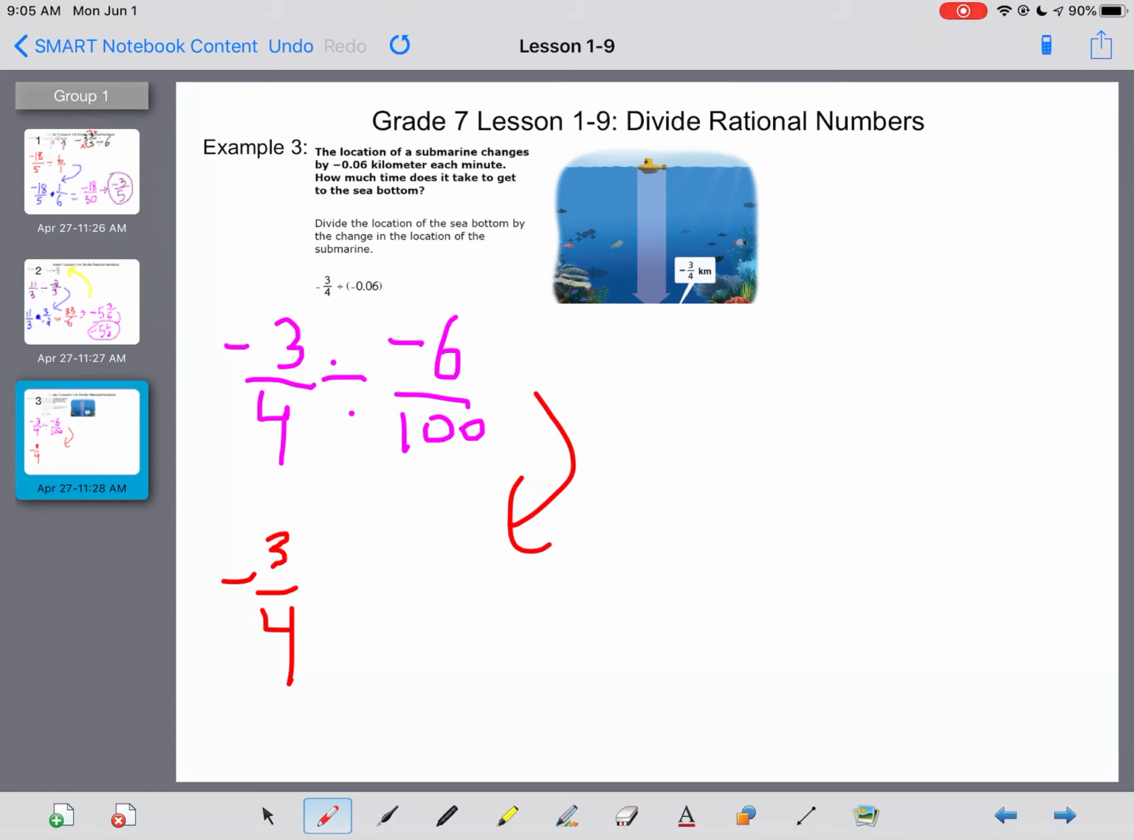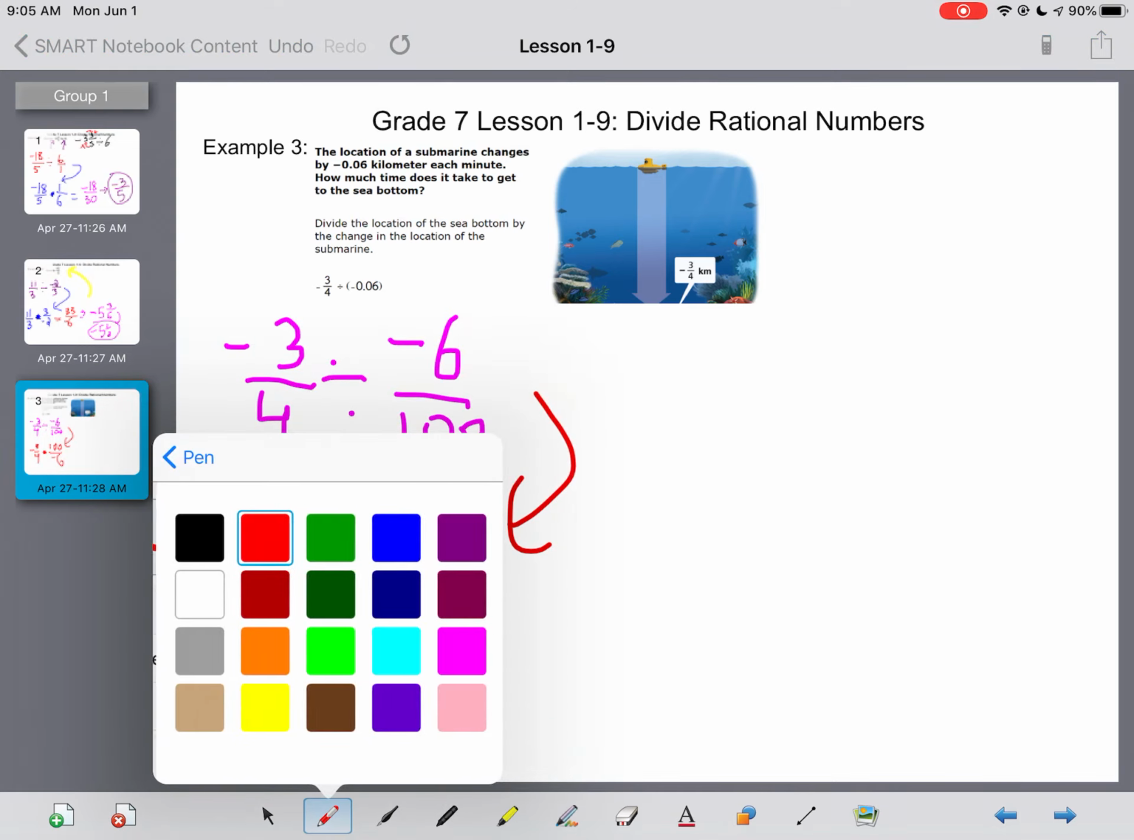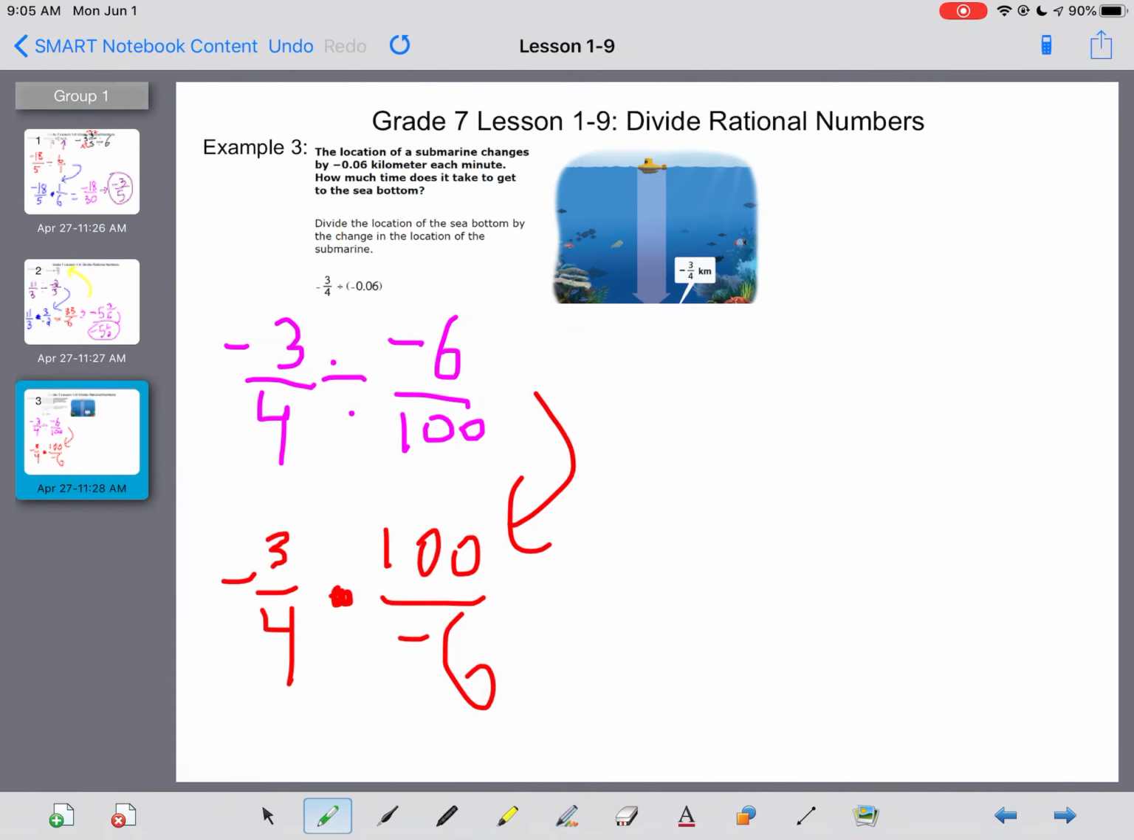Okay, and then division turns into multiplication, so keep the first fraction, change division to multiplication, and then let's flip. We're going to flip our last fraction. All right. Here we go. So negative 3 times 100, that's negative 300. 4 times negative 6, that's negative 24.